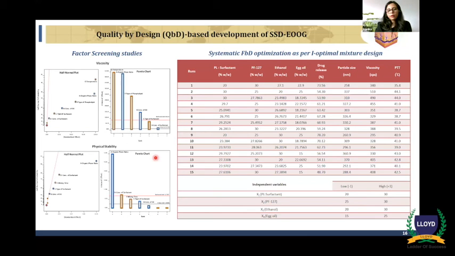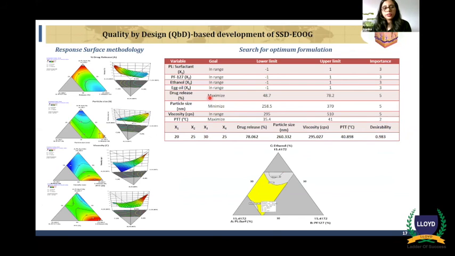In this case, for the optimal mixture design, the PL surfactant, the ratio of the concentration of the surfactant, as well as the concentration of ethanol and other components were optimized in order to see their effect on drug release, particle size, viscosity, and phase transition temperature. And finally, using response surface methodology, we could land up at an optimized formulation which had the maximum drug release as well as the desirable viscosity as well as PTT, the phase transition temperature.